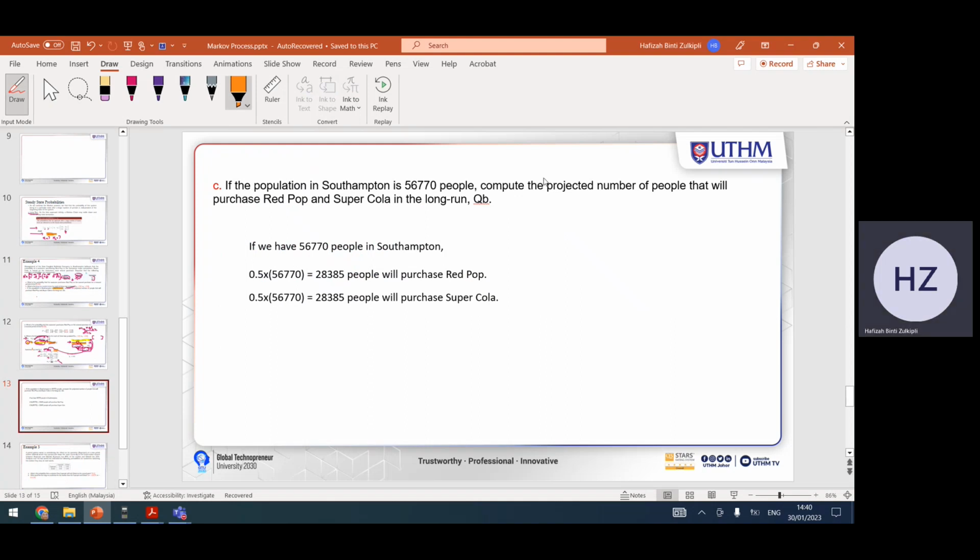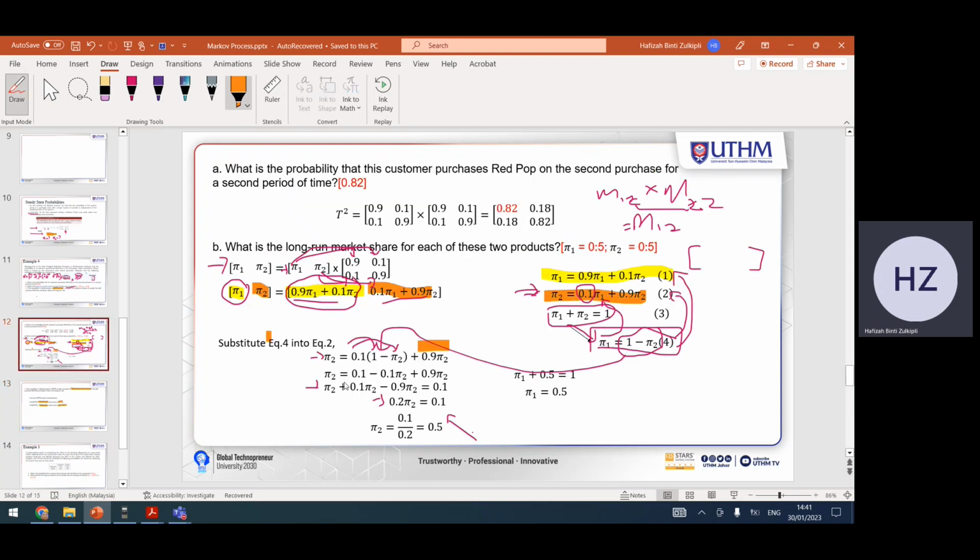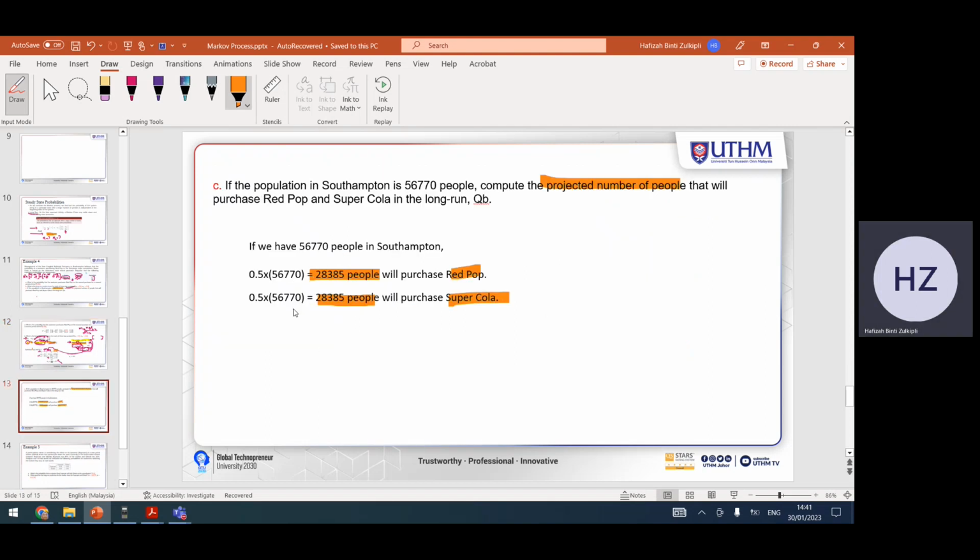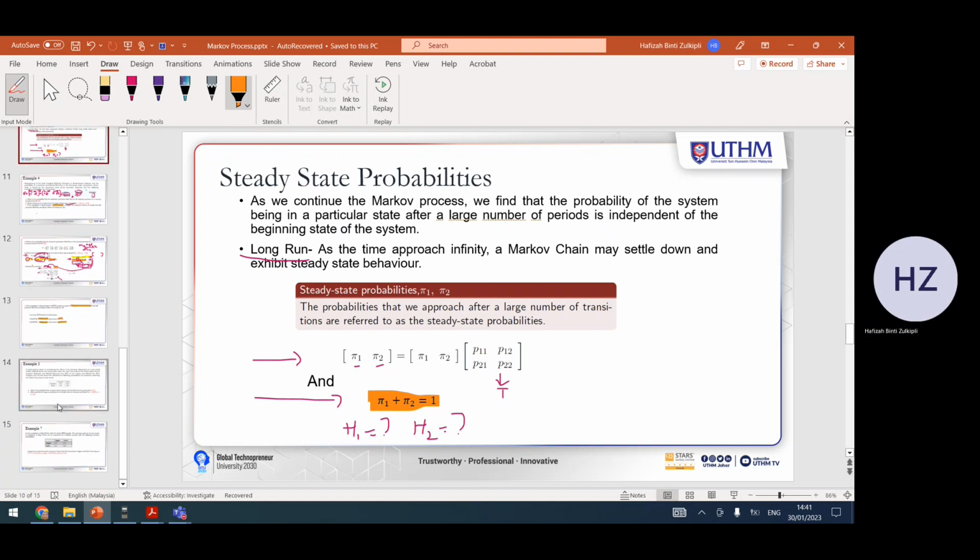So we compute the projected number of people that will purchase in the long run. This is the projected number of people that will buy Red Pop. This is the projected number of people that will buy Super Cola. They are the same because when we calculate pi 1 and pi 2, the answer is 0.5 for both. That's why we get the same answer. So that is the first example of steady state.